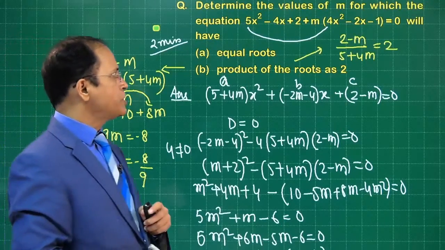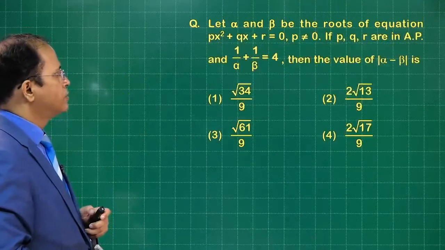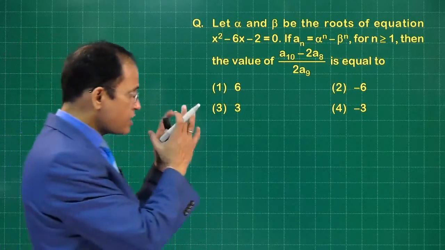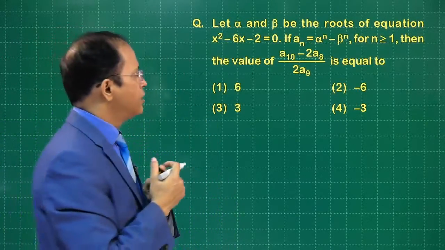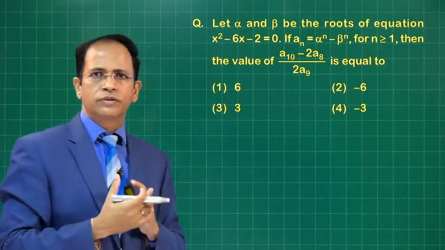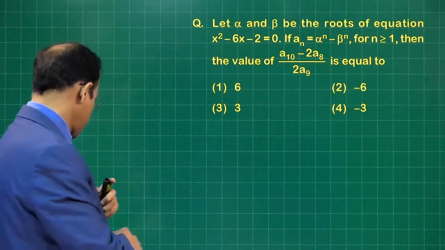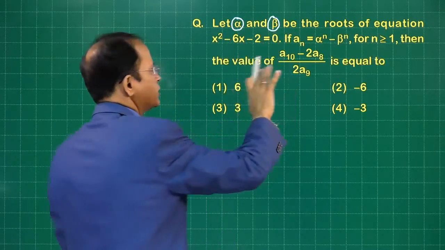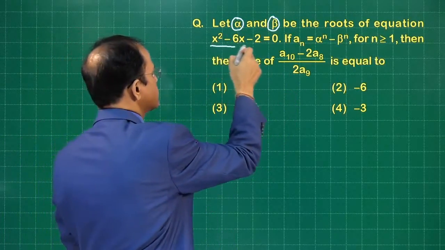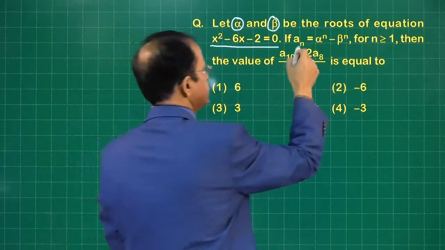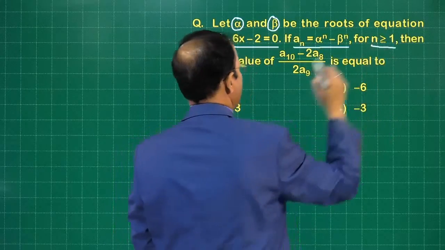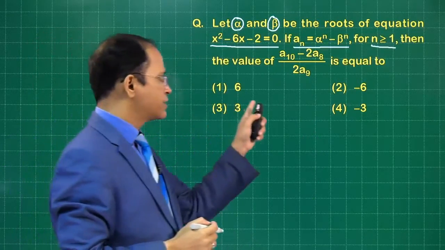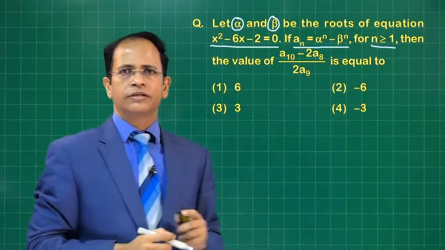Okay, now you see, we have one more. It's a very interesting one. This is again a very important question, and such type of questions are generally seen in JEE Mains, again based on the properties of roots. So if you see here, you have been given alpha and beta to be the roots of the equation x² − 6x − 2. If aₙ is αⁿ − βⁿ for n greater than or equal to 1, then the value of (a₁₀ − 2a₈)/(2a₉) is equal to what? Options: 6, −6, 3 or −3. This is what we have.